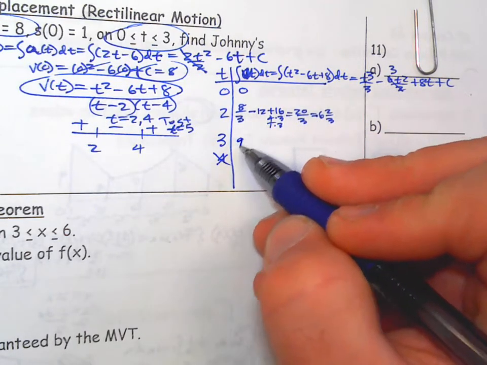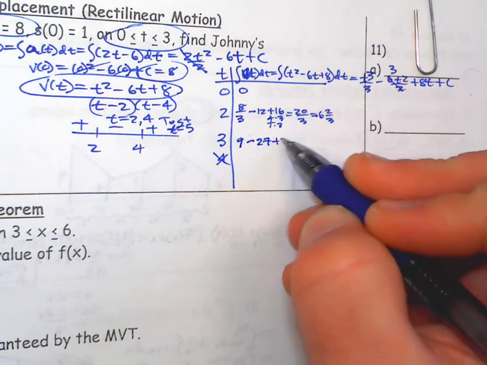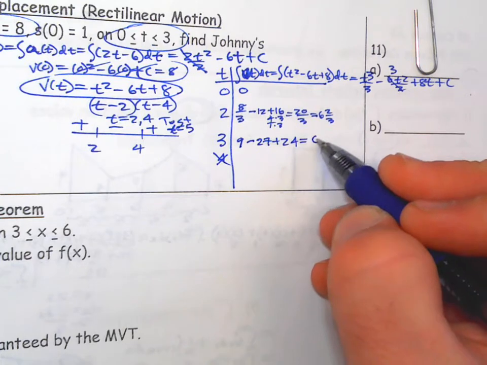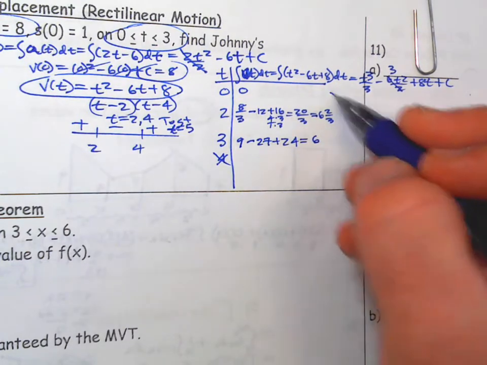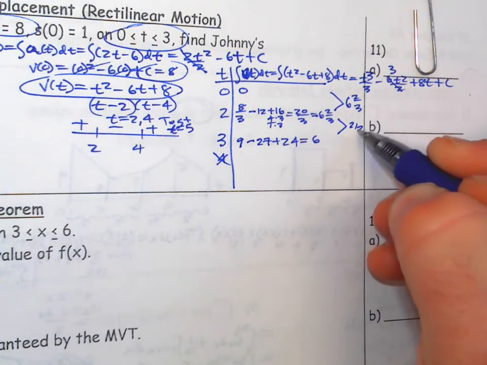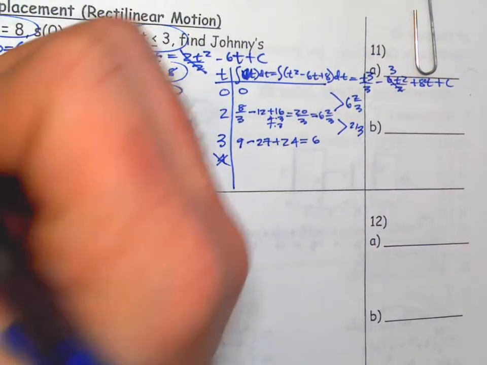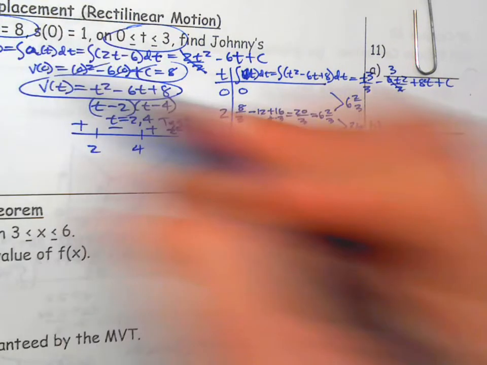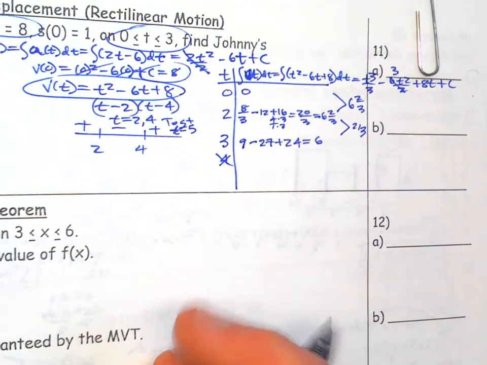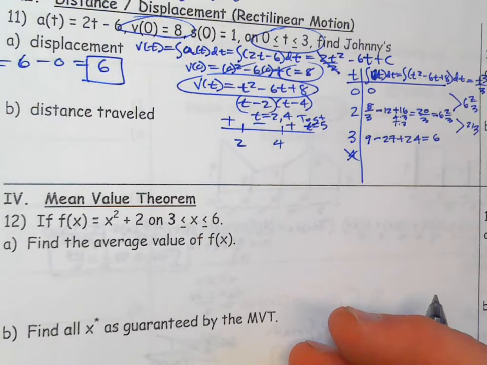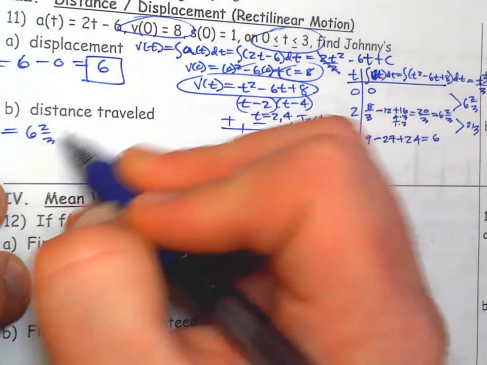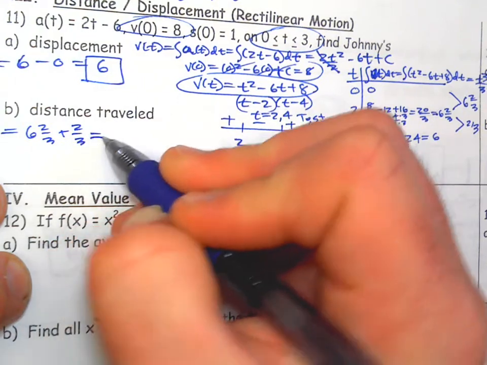It's gonna be 9 minus 27 plus 24. That's gonna be 6. So the distance between these is 6 and 2 thirds. The distance between these is 2 thirds. Displacement is just the final spot minus the initial one, and it could be negative. So I just get positive 6 for that. Now distance is going to be these added up. 6 and 2 thirds plus 2 thirds is 7 and 1 third.